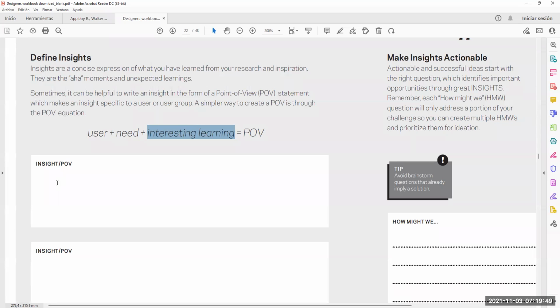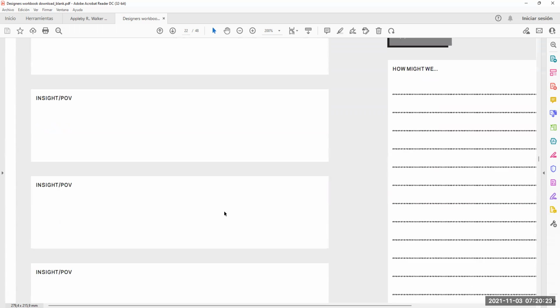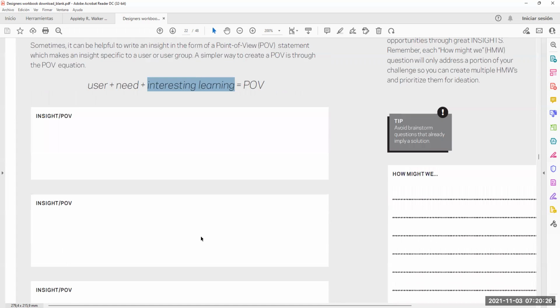For example, Ricardo needs a customized service for renting a car when he travels because he likes to have information, or he likes to have records of all the rentings he's made before. You see? So it's like an explanation of the first part of the POV. So it's the user, which is the subject, the need, and then something additional that you believe is interesting to mention. Okay, so basically you guys are going to write down some insights here.